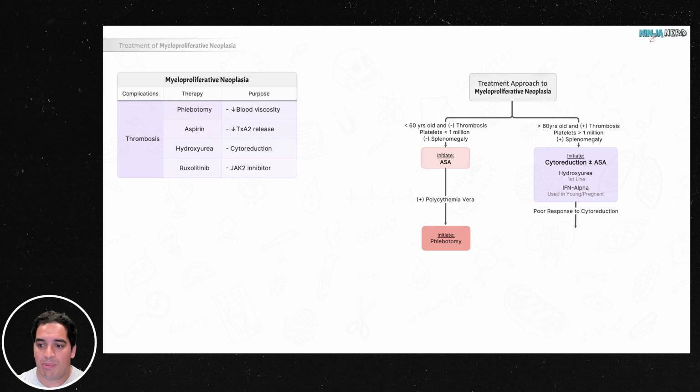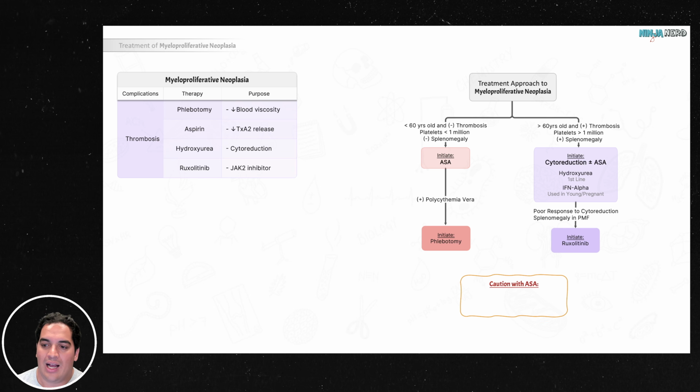If they don't respond to the cytoreduction, or their splenomegaly is due to primary myelofibrosis, that's when I would go to ruxolitinib. So if they're not responding to the cytoreduction, that's when you go to ruxolitinib. Or if they have severe splenomegaly and primary myelofibrosis, go straight to ruxolitinib.